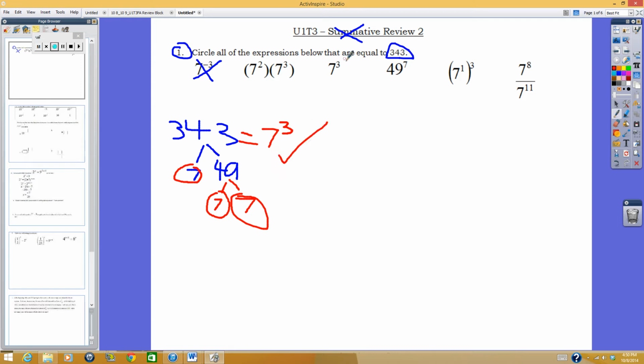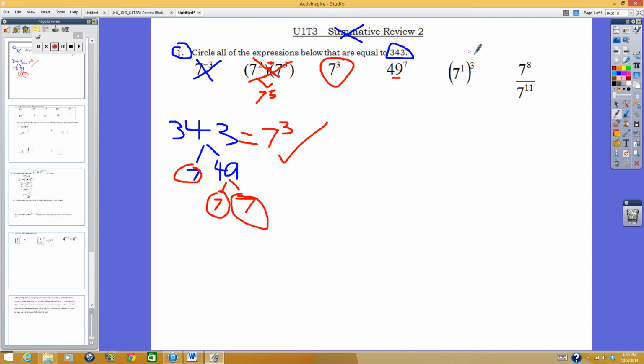Now let's circle the things that match. This one automatically matches, right? I know it's tricky because you have parentheses, but you have to remember that that is multiplication here. So you're going to add these exponents, 2 plus 3, which turns into 7 to the 5th power. That's wrong.